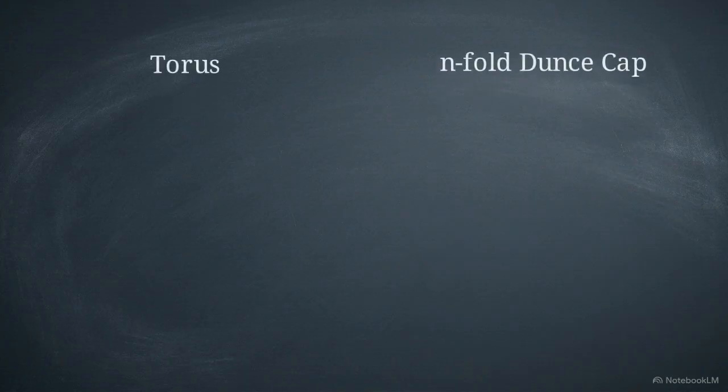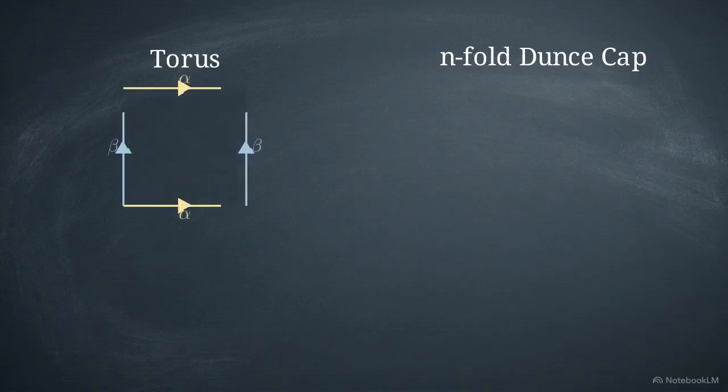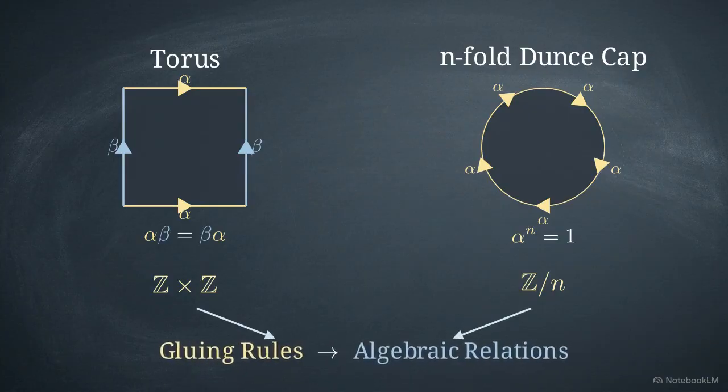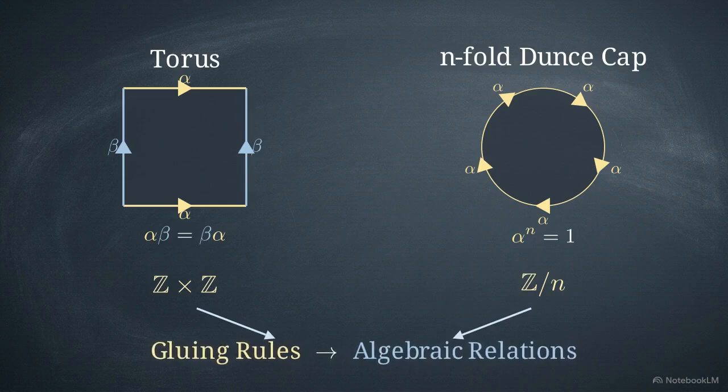Let's look at the patterns we've uncovered. On the left, gluing the four edges of a flat square produces two independent loops that commute, giving us Z cross Z. On the right, taking a disk and gluing its perimeter into n identical segments resulted in a single loop that must be traversed n times to contract, giving us the cyclic group, Z mod n. The physical, geometric instructions for how you paste the edges of a surface together dictate the precise algebraic relations of its fundamental group. The dunce cap shows us that twisting a boundary a specific number of times means a loop can only slip off and contract to nothing if it wraps around the space repeatedly.